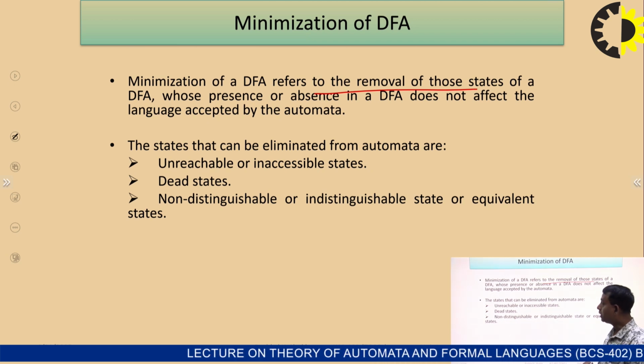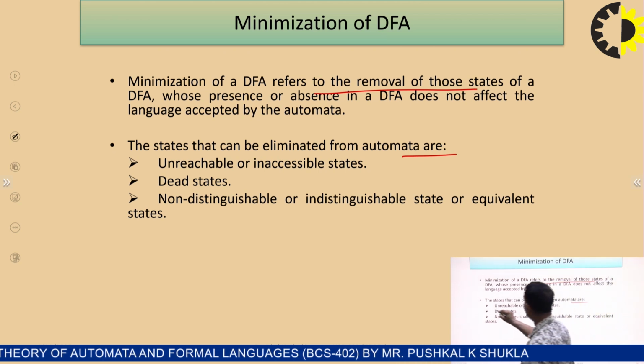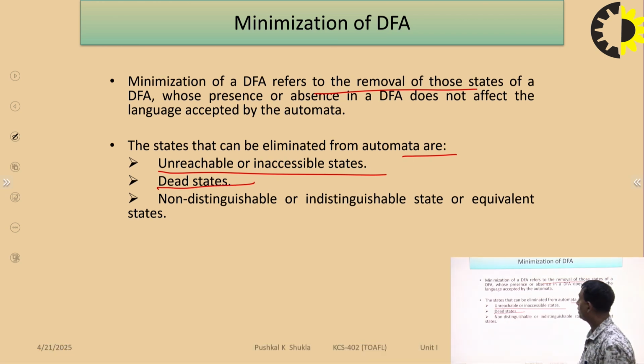The states that can be eliminated from automata are unreachable or inaccessible states, dead states, non-distinguishable or indistinguishable states, or equivalent states. These types of states can be eliminated from the automata because their presence does not affect the language accepted by the automata.